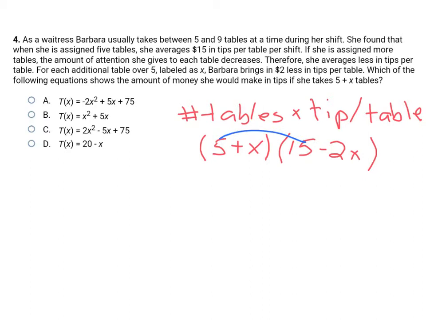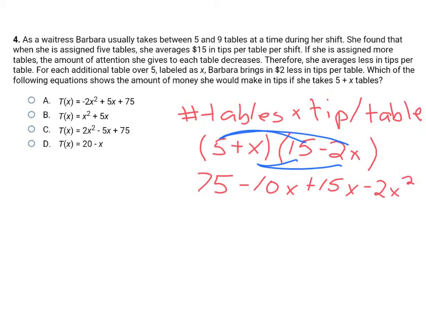So 5 times 15 is 75. 5 times a minus 2x is minus 10x. X times 15 is a plus 15x. And then x times a minus 2x is a minus 2x squared.